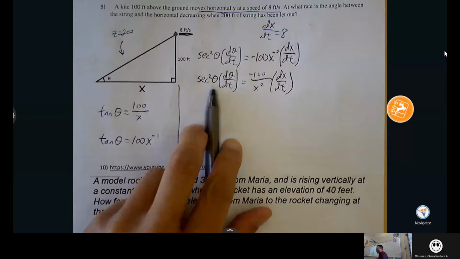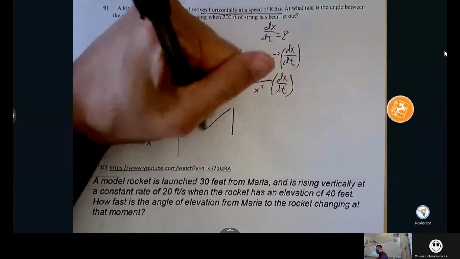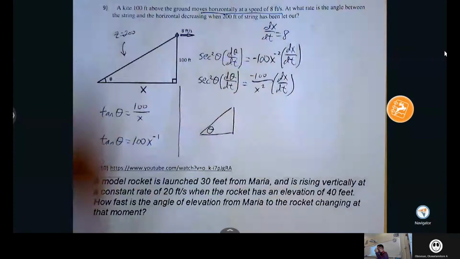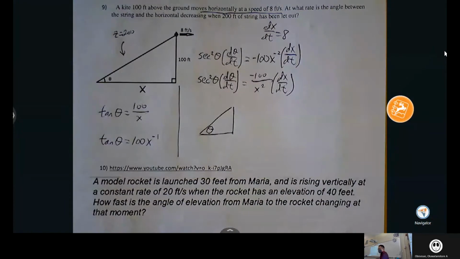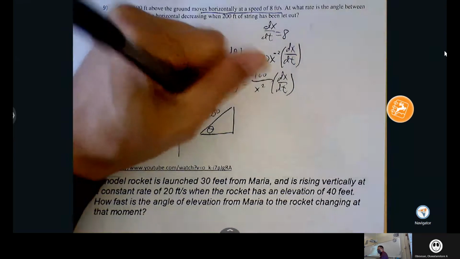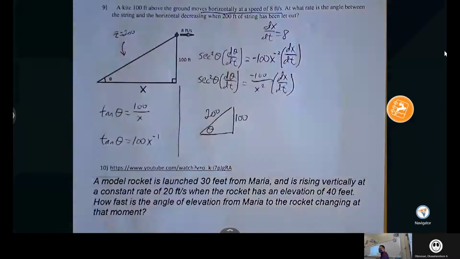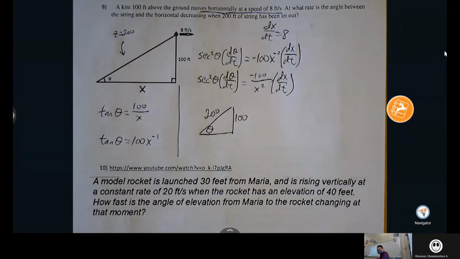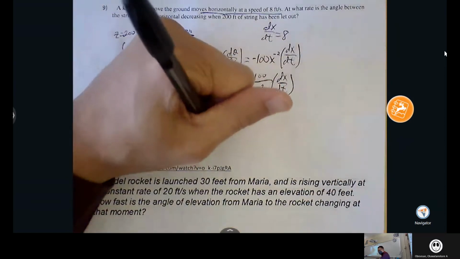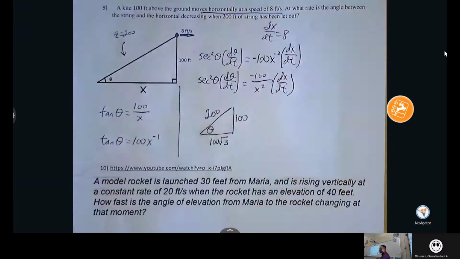Okay, second triangle. Z is 200, Y is 100. And then X is 173. Yeah, I'm going to leave it as an exact value, 100 root 3.